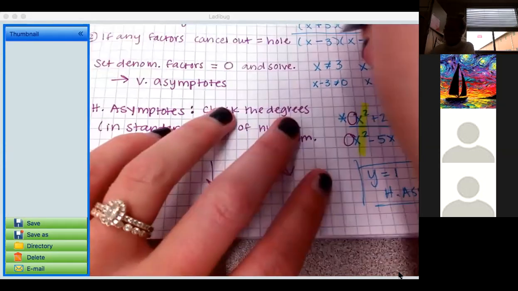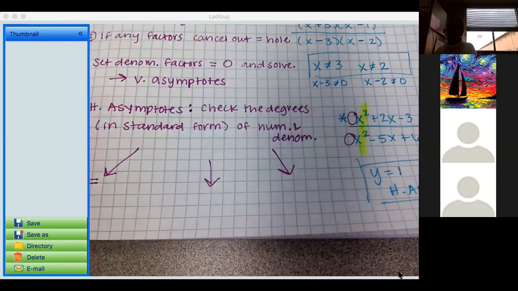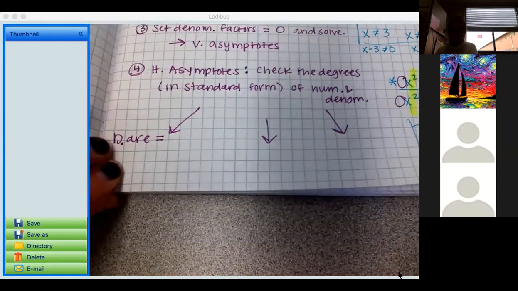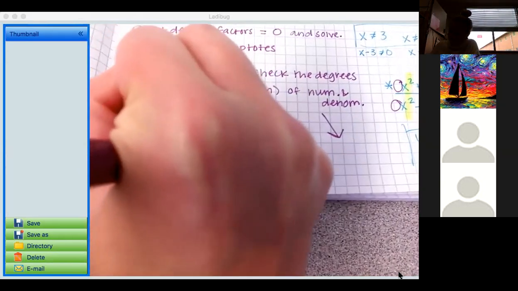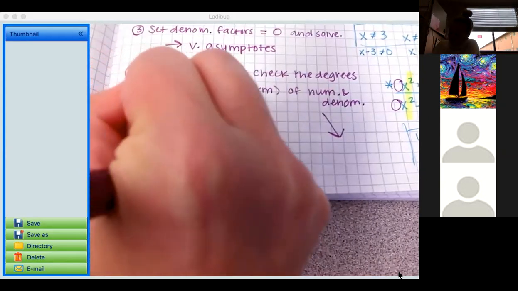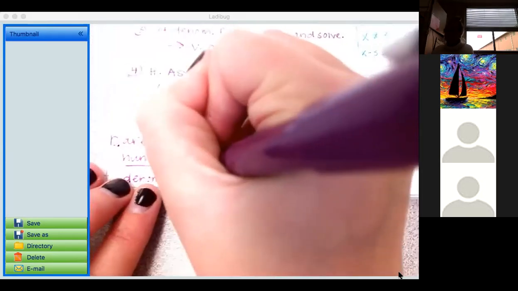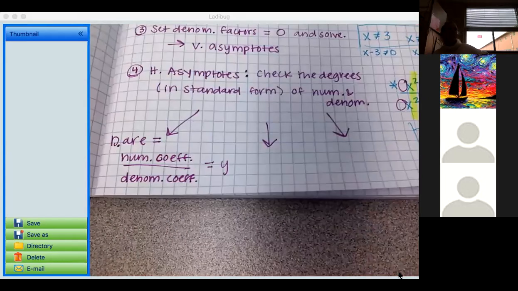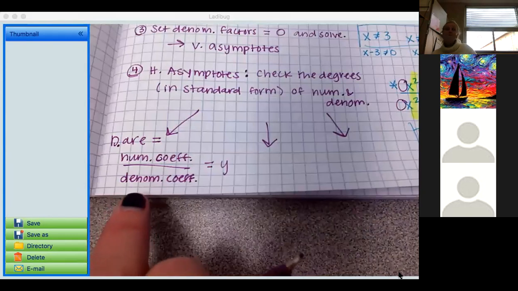And then our vertical ones were x equals 3 and x equals 2. So if the degrees are equal, you do the numerator coefficient over the denominator coefficient, and that will give you your horizontal asymptote. And if it is horizontal, it is y equals. Some of y'all are still missing that on the test too, okay?